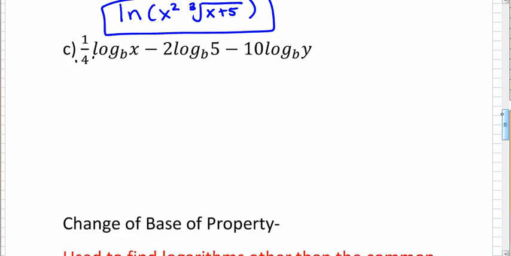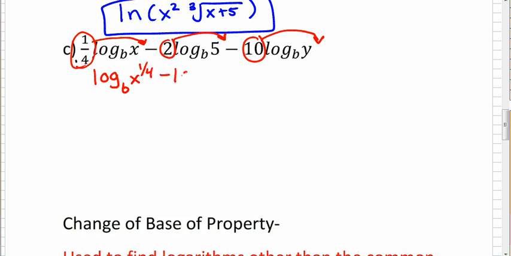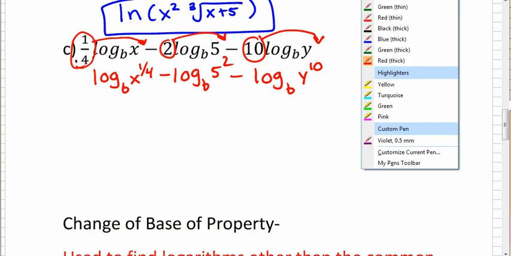So if you notice in part C, there's actually 3 terms here. So let's take them 2 at a time. But first, remember, just like we did before, we're going to take the coefficients and roll them back onto the logarithms. So we have log base b of x to the 1/4 minus log base b of 5 squared minus log base b of y to the 10th. Now we're going to take it 2 at a time.